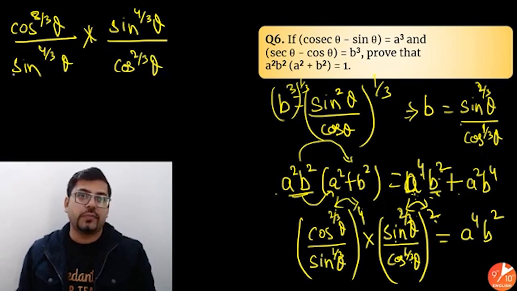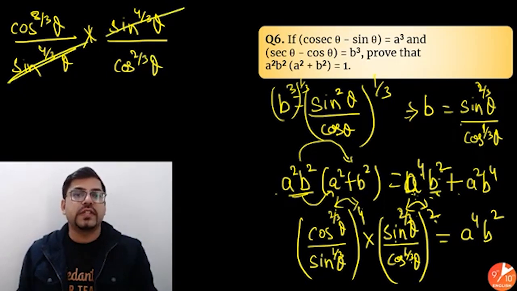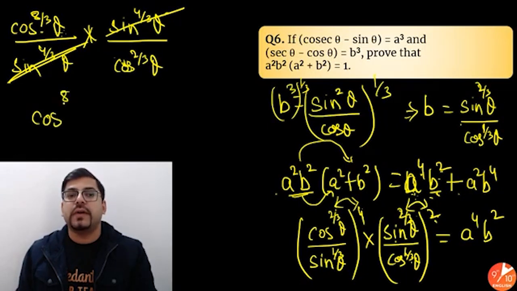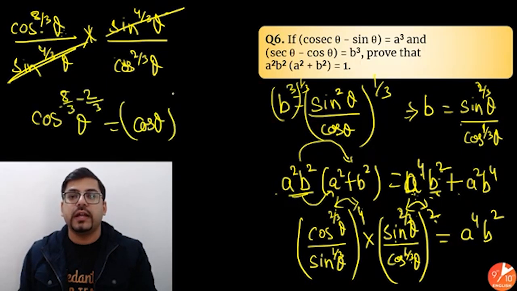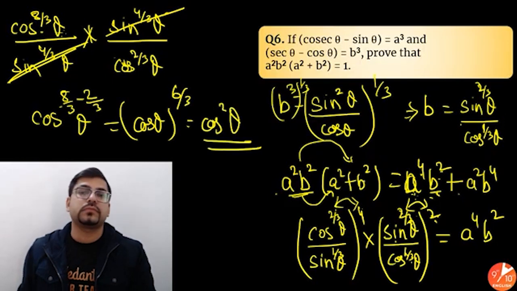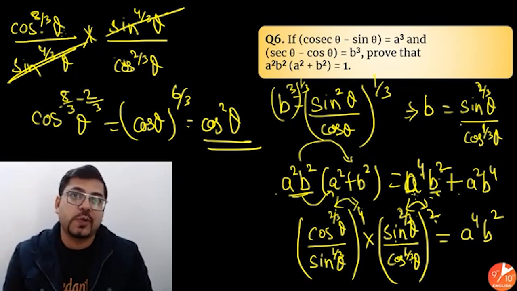One thing is very sure from the figure that the sine terms will get cancelled here. If this gets cancelled, you have got cos 8 by 3 upon cos 2 by 3. So hence the power is cos 8 by 3 minus 2 by 3 theta. So 8 by 3 minus 2 by 3, I don't think I need to tell you, 8 minus 2 is 6, by 3. This is nothing but cos square theta. So for a4b square, we got cos square theta.